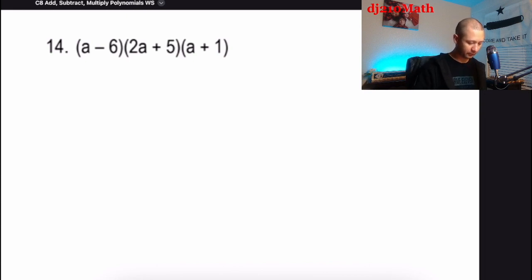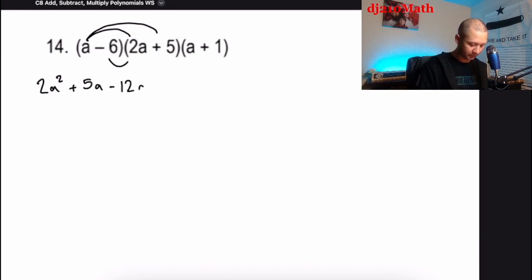Okay, you can start from the left on this one. So a times a squared. Actually, a times 2a is going to be a squared, 2a squared. This is going to be 5a, negative 12a, negative 30. Combining the two middle terms, we get 2a squared minus 7a minus 30.